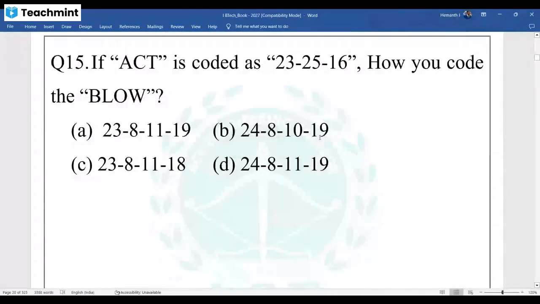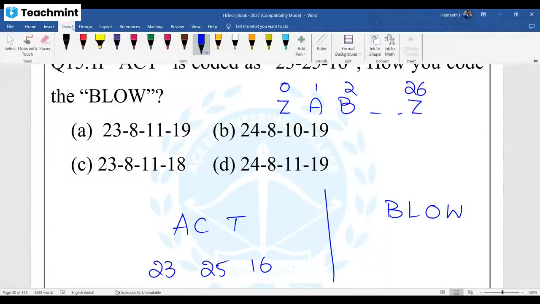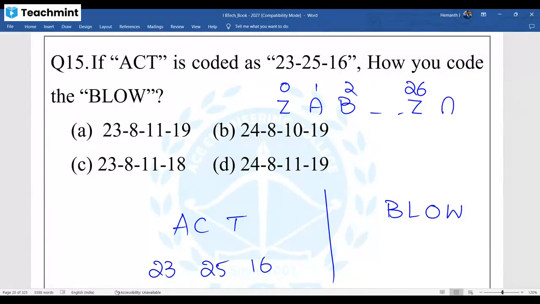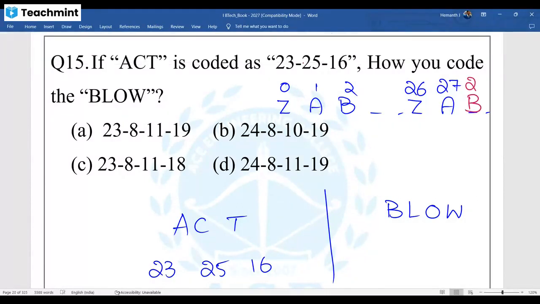Now, 15th question. The given letters are 23, 25, 16. We know A is 1, B is 2, C is 3, and so on up to Z, which is 26. In fact, Z can be taken as 0 also. The letter before A is Z, and the letter after Z is A. You can take A as 27 also if required, in forward code itself. B can be taken as 28 also if required. So when is the requirement?